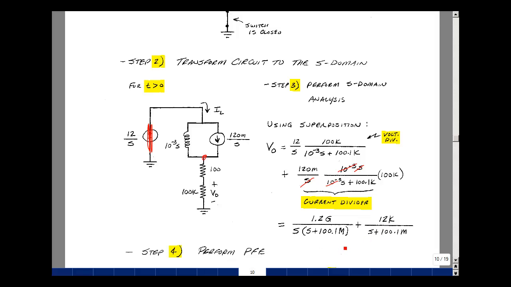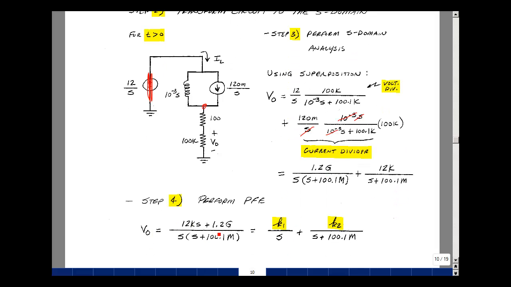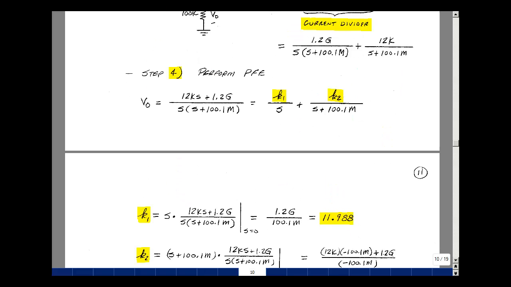Let's find a common denominator. It should be this term S plus 100.1 times 10 to the 6th times S. Just bring this term over here, and then this term I have to multiply by S to get the same denominator, so 12K times S. Highest power of S in the numerator is 1, and the denominator is 2, so we have a proper rational function. So we can do our partial fraction expansion as K1 over S plus K2 over S plus 100.1 meg, or times 10 to the 6th.